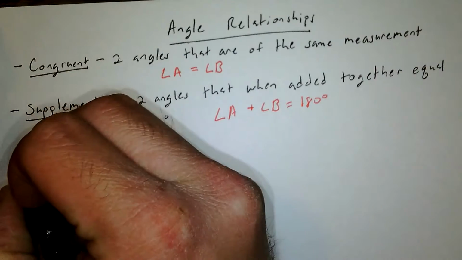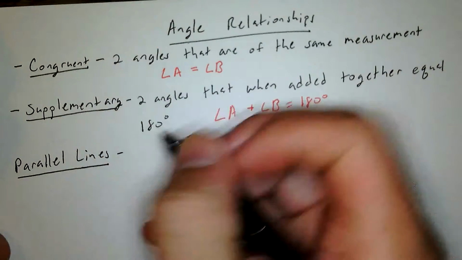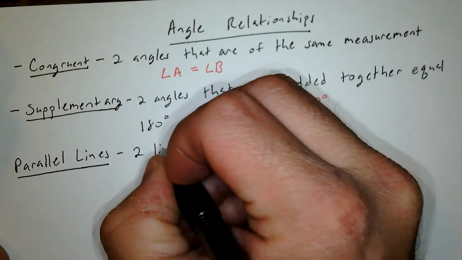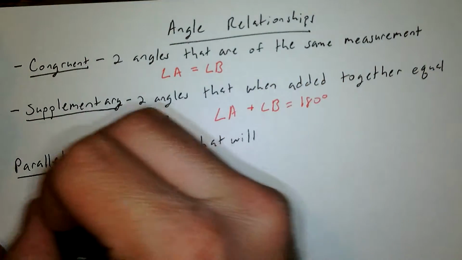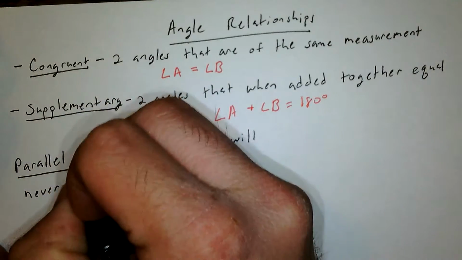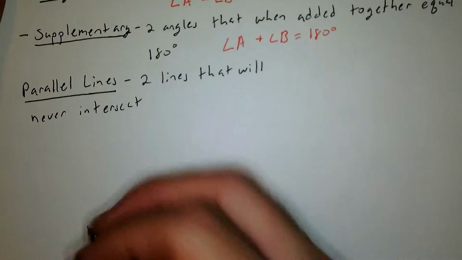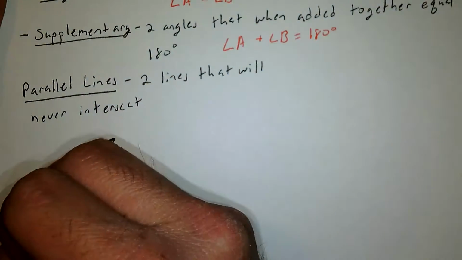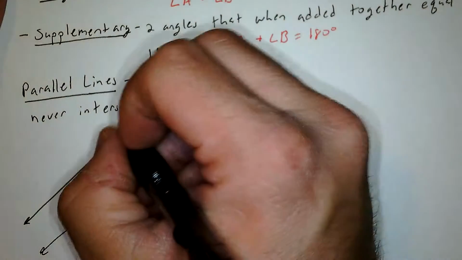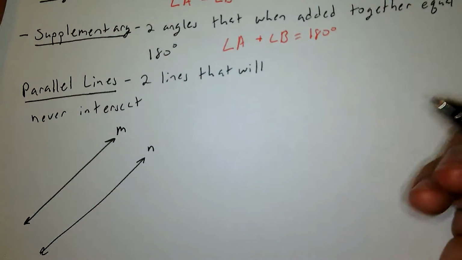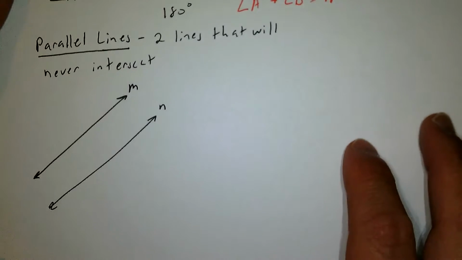Next thing I want to talk about is parallel lines. Parallel lines are two lines that will never intersect. So for example, if I have a line and another line, like so, and we'll call it line M and line N. Okay, we'll call these lines parallel lines. That means that they'll never intersect.